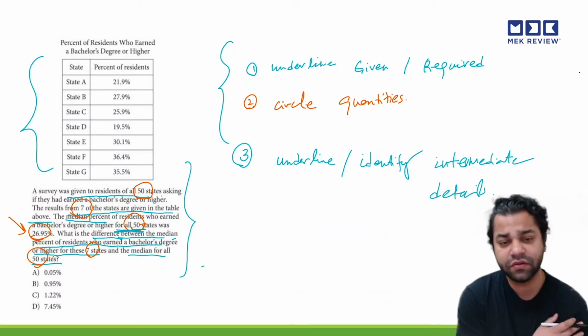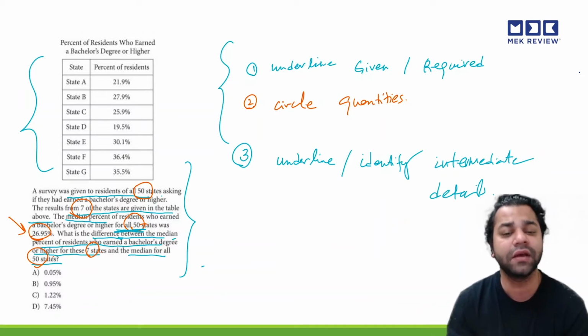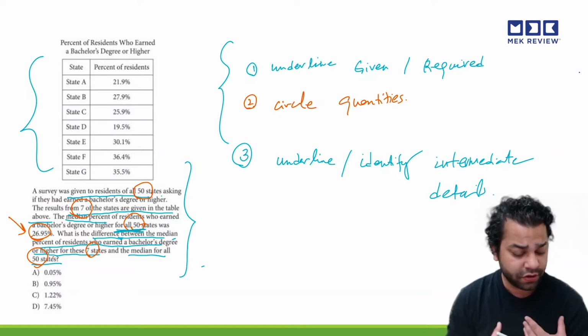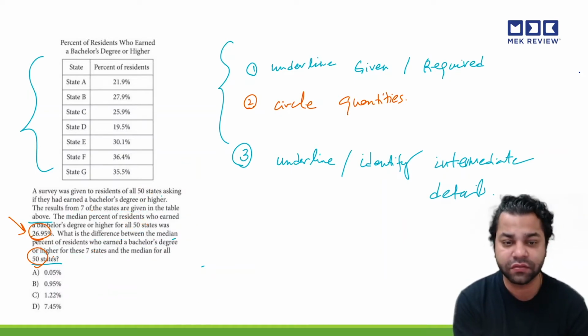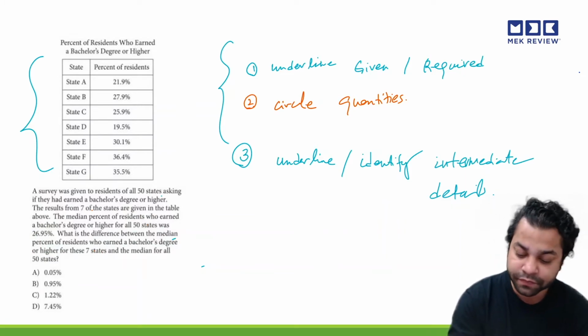Now, based off of this, you already have a much clearer idea on how to set up and execute this question versus, basically, versus this, right? Let's do another example quickly.